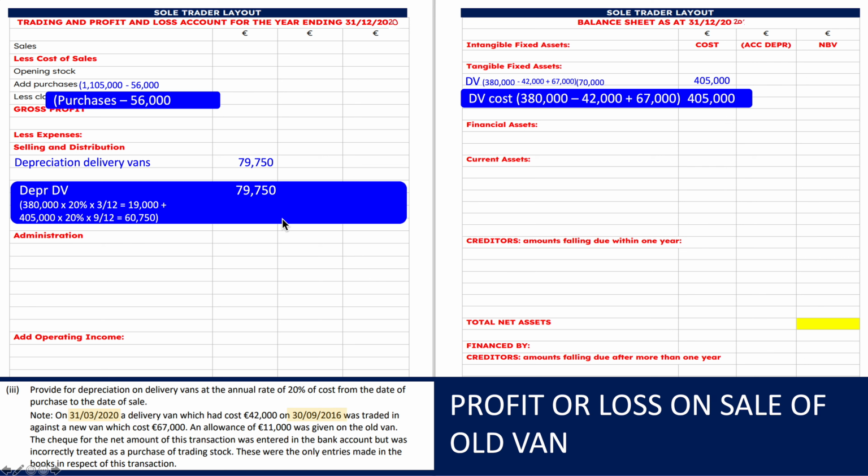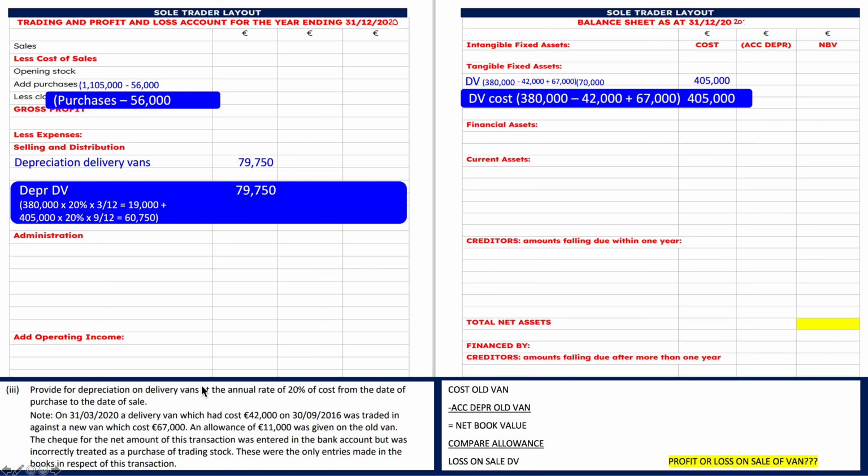Okay, then we work out profit or loss on sale of the old van. So we've a good bit of working out to do here. So this is probably the first time I tell you to go to a workings page. So we have to look at the cost of old van, take away the accumulated depreciation on the old van.